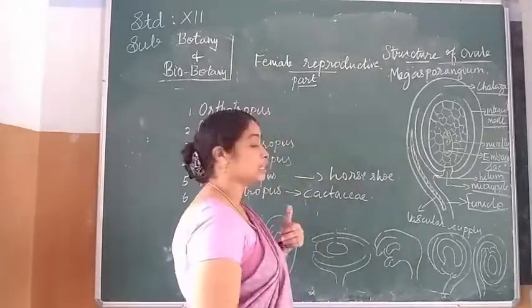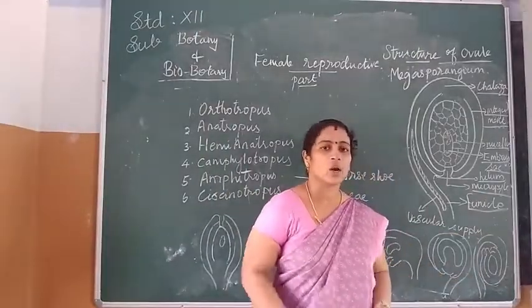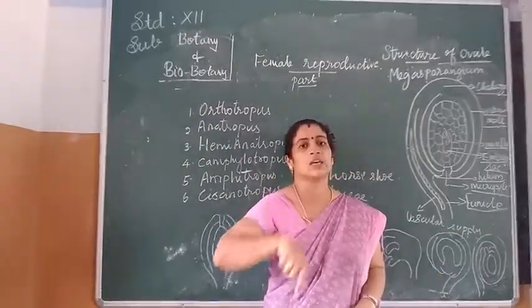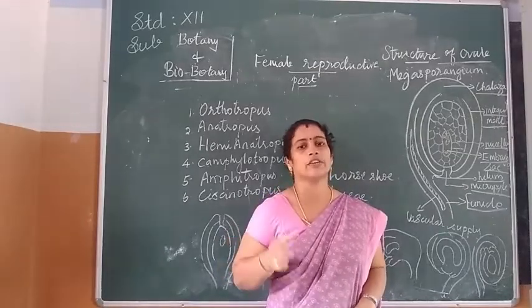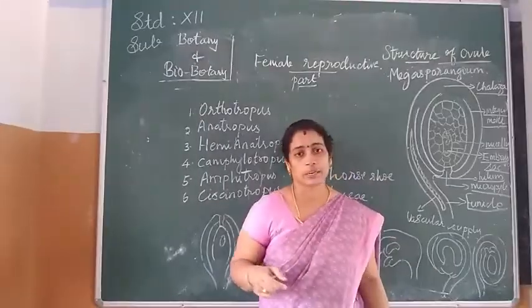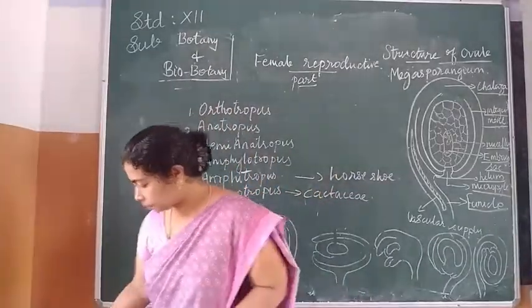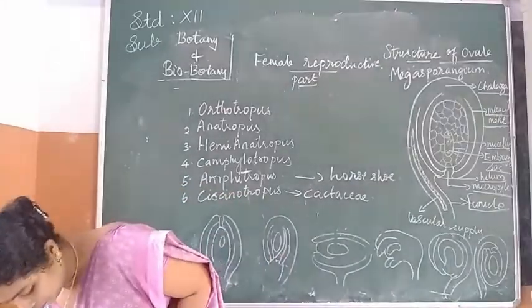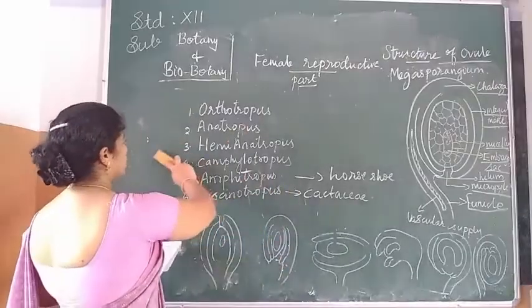The next one, Sasthankarai. Here the funicle is very long, and it is completely surrounding the ovule body. Body of the ovule will be completely surrounded by the funicle. So these are the different types, 6 types of ovules. Next we are going to study about megasporogenesis.